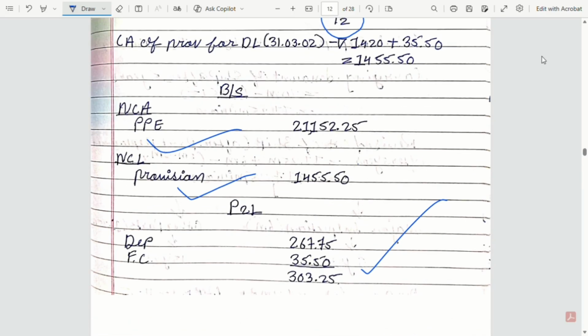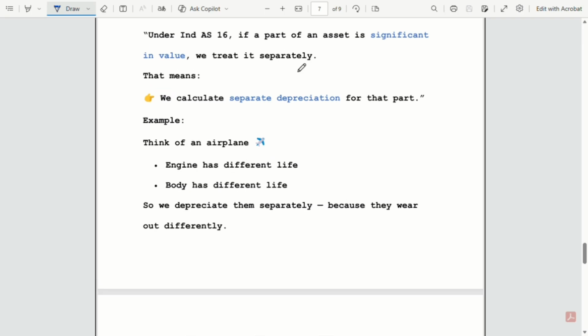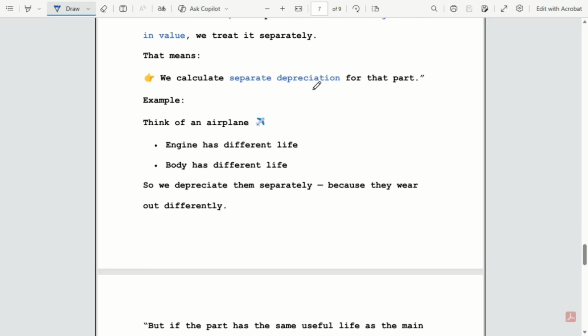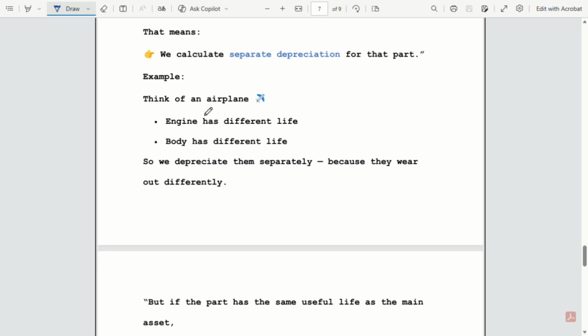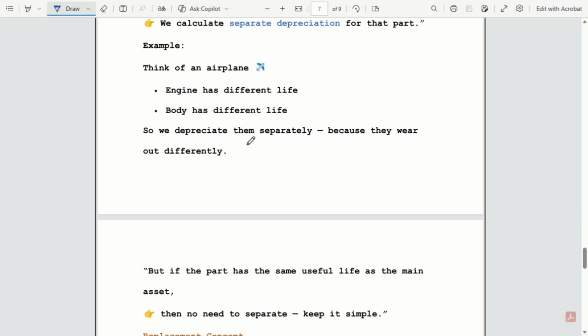Under Ind AS 16, if a part of an asset is significant in value, we treat it separately. We calculate depreciation separately for that part. Let's understand this with an example of an airplane. Suppose the airplane's full cost is 1 crore and the engine cost is 60 lakhs. So we are going to depreciate the engine separately. We are going to depreciate both separately by taking their own useful life.